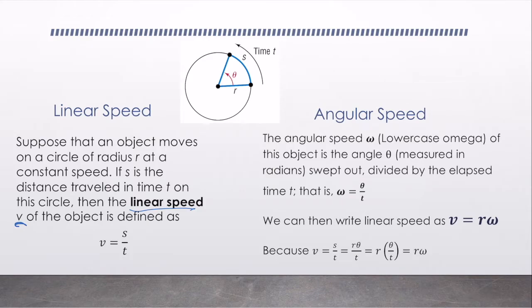Angular speed, this is a lowercase omega, of an object is the angle theta measured in radians. So instead of arc length it's traveled, how many angles it's traveled. And we want to divide that by time. So omega is our angle in radians over time. We can then rewrite v as r omega because v equals s over t. And remember that s equals r theta, so v equals r times theta over t, which I just defined to be omega. So v equals r omega.